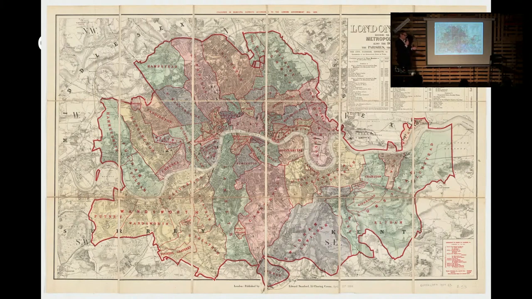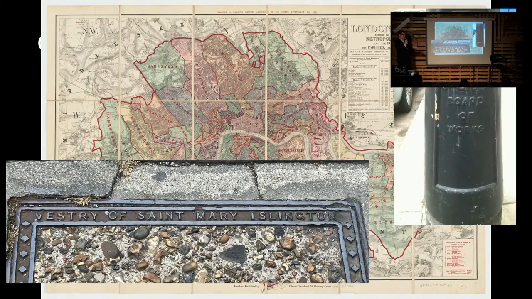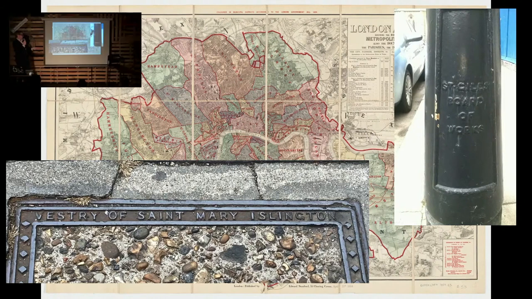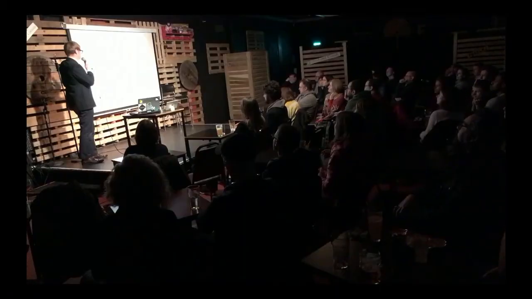It was a loose corporation called the Metropolitan Board of Works, but essentially all the parishes were independent, and you can still see remnants of that. So if you walk in Islington, you see a vestry of St. Mary Islington. So vestry is basically your council back then, and they were in charge of electricity. They had their own power plant, and all over Highbury and Islington, you see these electricity covers by the vestry of St. Mary Islington.